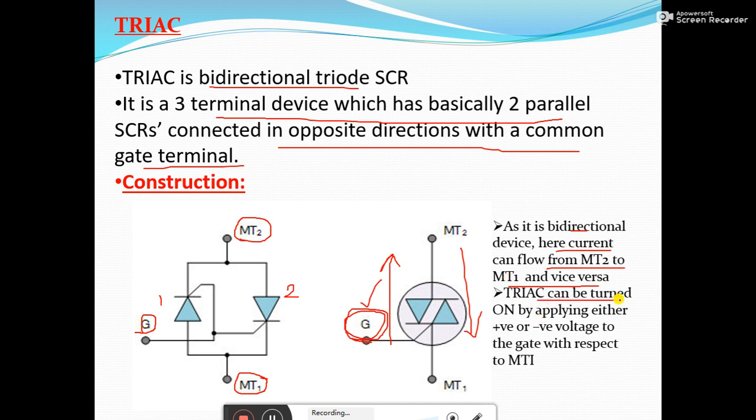Again, here the triac can be turned on by applying either positive or negative voltage to the gate with respect to MT1. So here remember the gate is near to the MT1 terminal. If you apply a positive voltage or negative voltage to the gate with respect to MT1, in both cases the breakover voltage can be reduced.